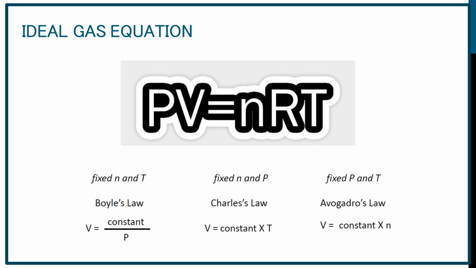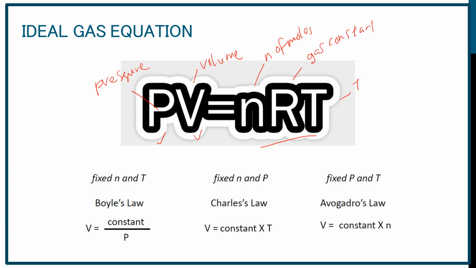So we have PV equals nRT. P is pressure, V is volume, n is the number of moles, R is the gas constant, and T is temperature.